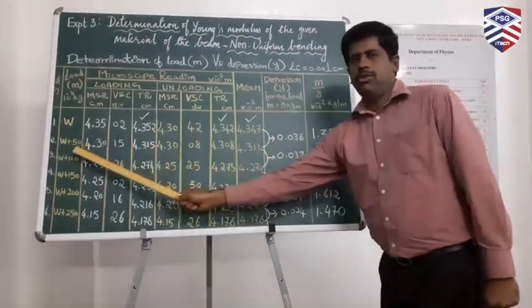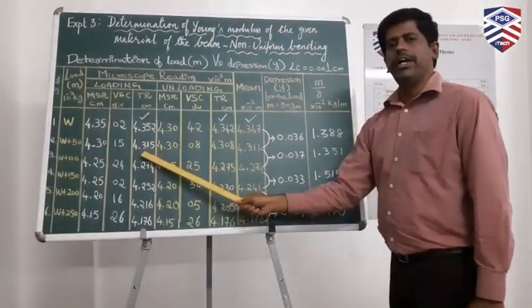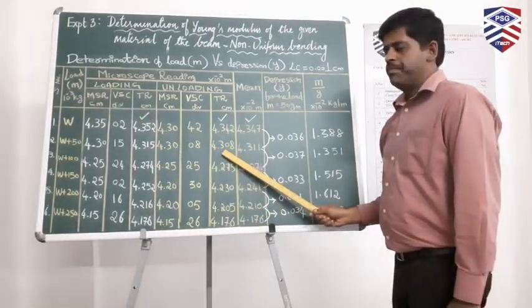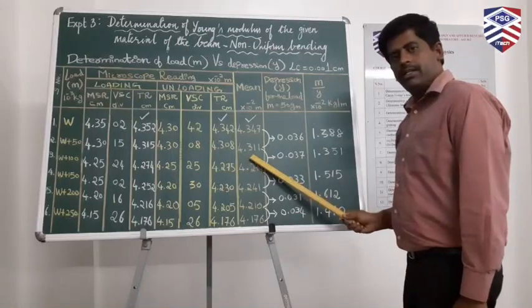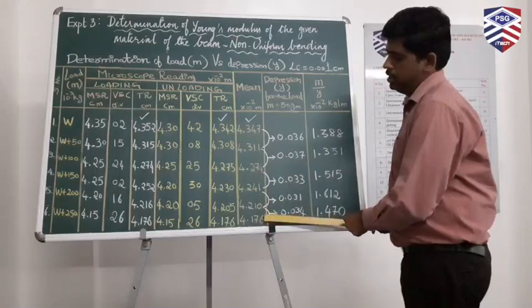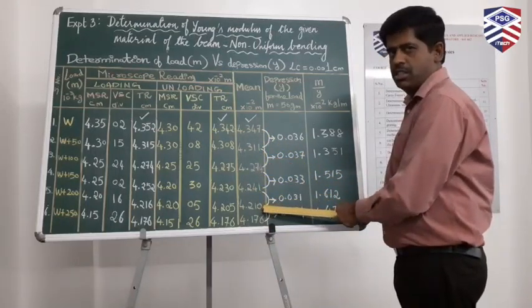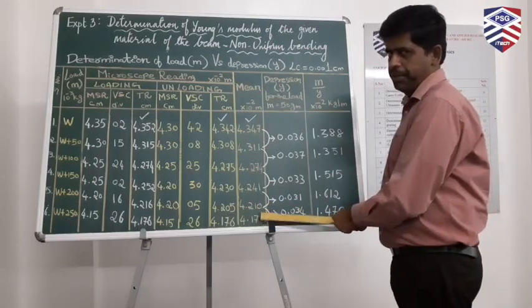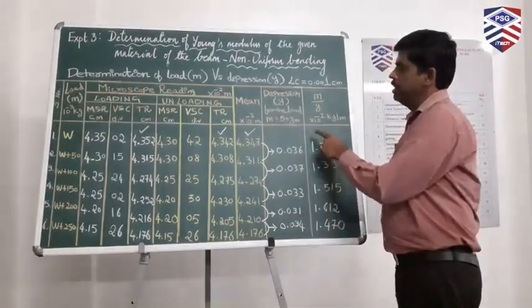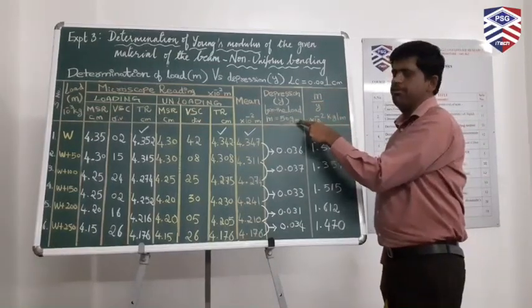Likewise, we have to calculate for W plus 50, taking the total reading of loading, taking the total reading of unloading, find an average of it and substitute. Likewise, we are supposed to calculate all the values till W plus 250. Once the mean value is calculated, we will come to this column called depression, for which the depression is calculated for 50 grams.